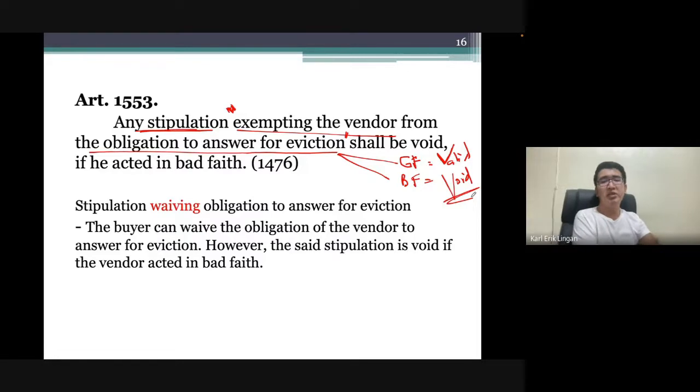Stipulation waiving obligation to answer for eviction. The buyer can waive the obligation of the vendor to answer for eviction, of course. However, the said stipulation is void if the vendor acted in bad faith.